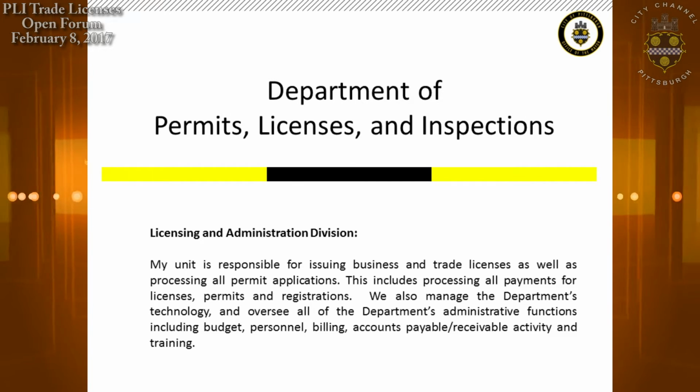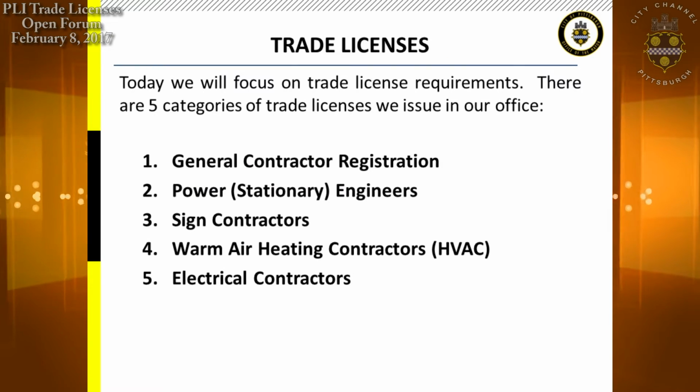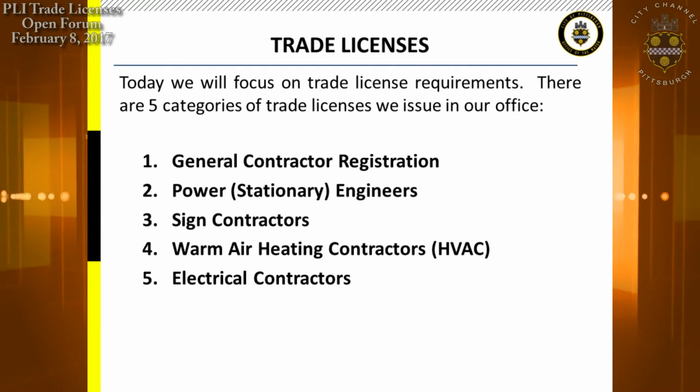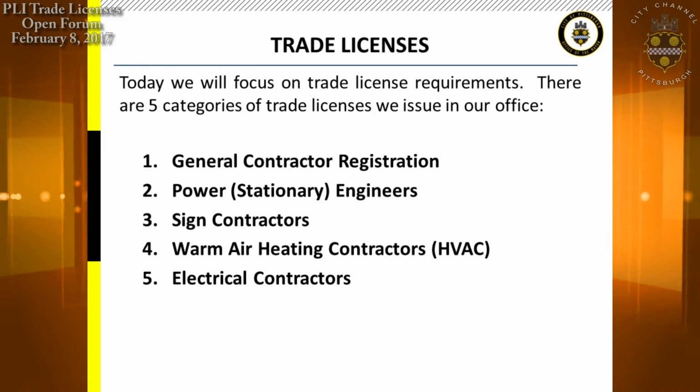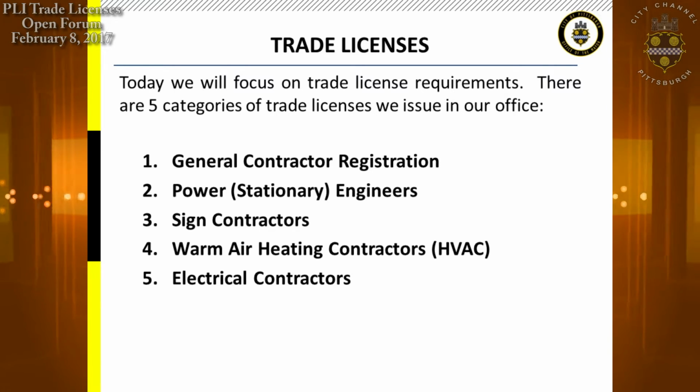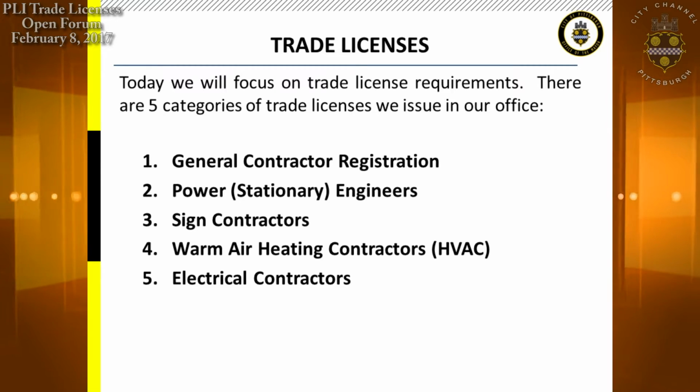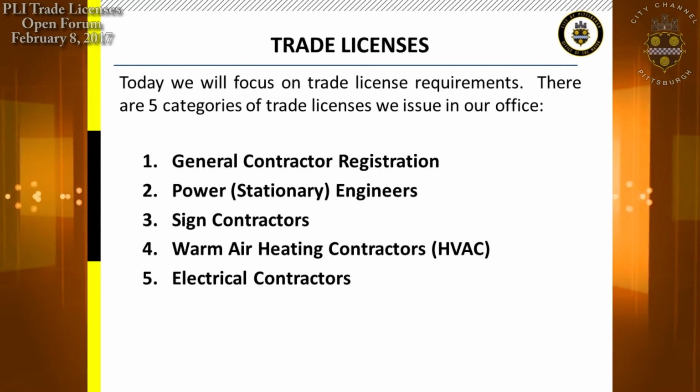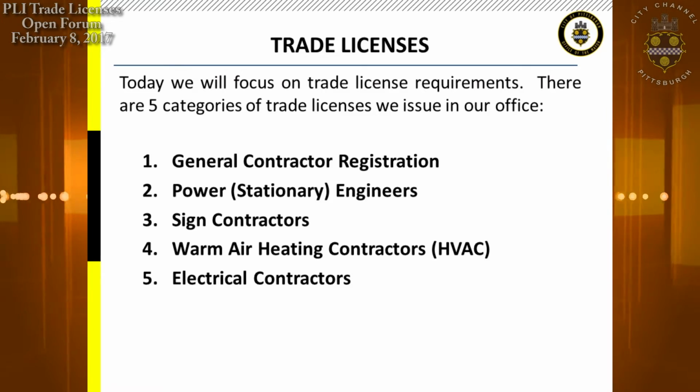One of the things we're going to focus on is trade licenses. We have 5 major trade licenses that we issue in our office. One of them is general contractor registration. We have power engineers, also stationary engineers, sign contractor license, warm air heating contractor license, or HVAC, and electrical contractor license. Each one of them has specific requirements that are set by the ordinance. A lot of times people don't understand that these requirements are literally set by the ordinance. This is not something that the department actually sets. We're here to enforce what the ordinance requires for each one of them.